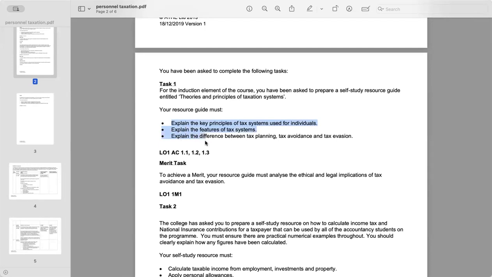So basically, task 1 of your assignment is preparing a self-study resource guide, titled Theories and Principles of Taxation Systems, for the induction element of the course. So as a consultant, you have a vital role in equipping trainee tax accounting students with essential knowledge in this area.